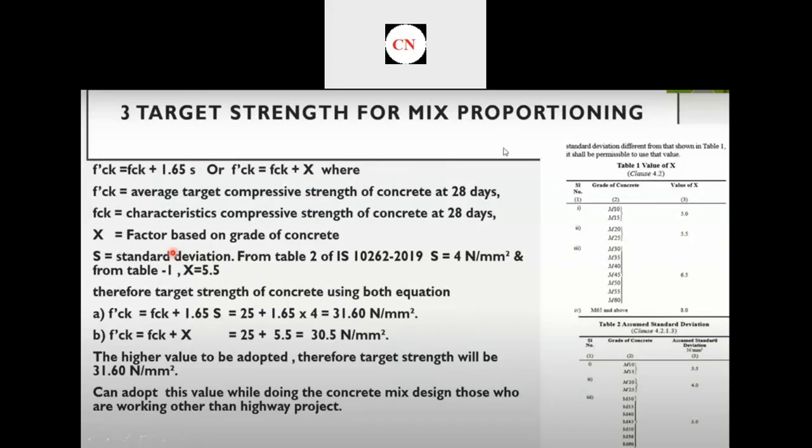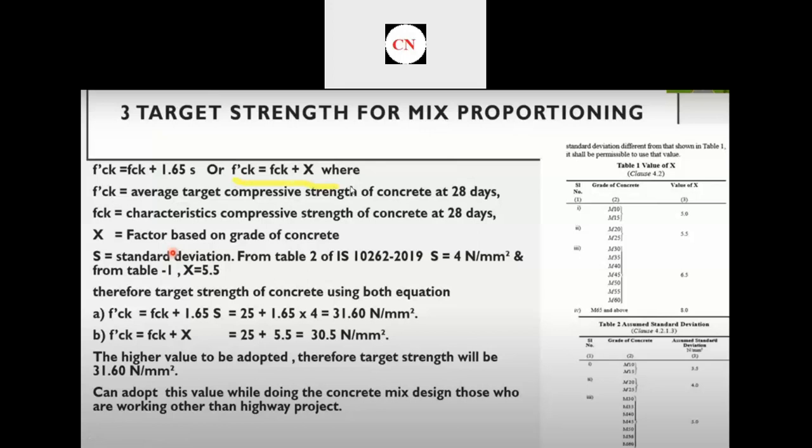So now we will begin the steps one by one. Let us start from the target strength calculation for mix proportioning. So we have this particular equation, that is f'ck equal to fck plus 1.65 S, the same equation which was prescribed in IS 10262 2009. Here S is the standard deviation, as you are aware.